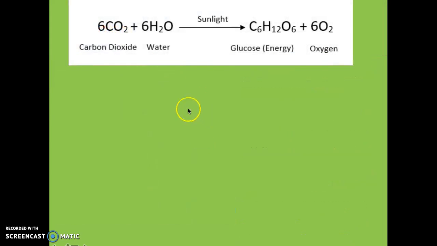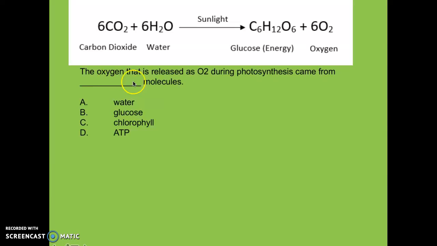So I'm going to put some questions here, and what I want you to do is make sure that you answer those questions. The oxygen that is released as O2 during photosynthesis came from what molecule? And the answer is A, water. Make sure that you answer that.